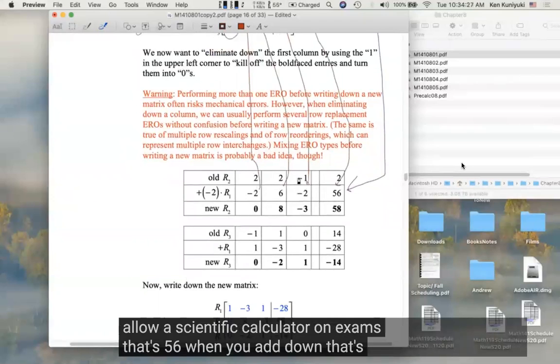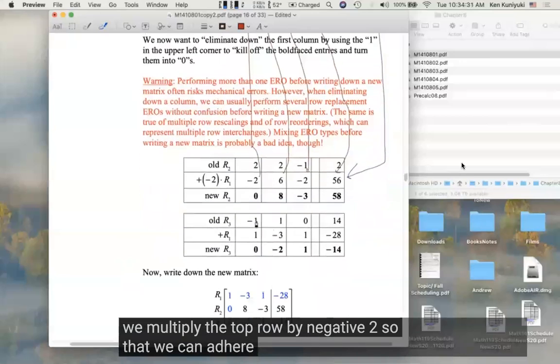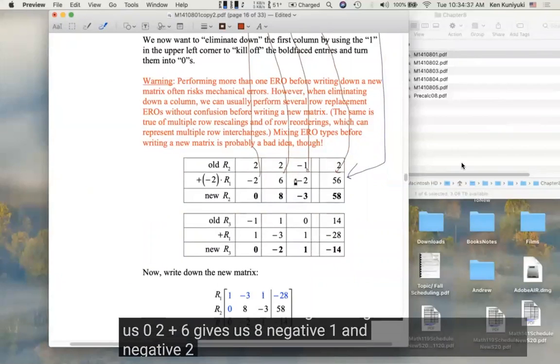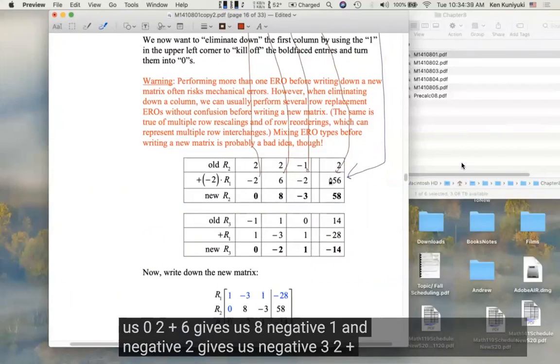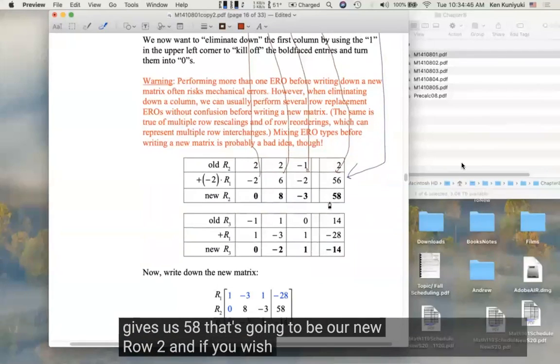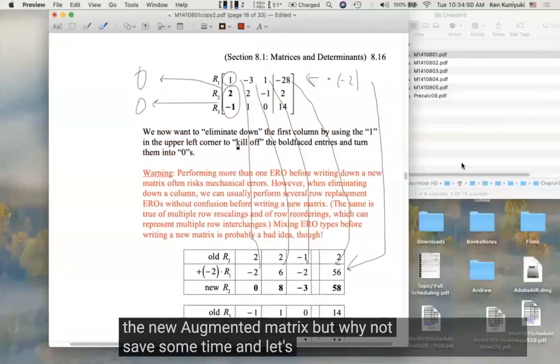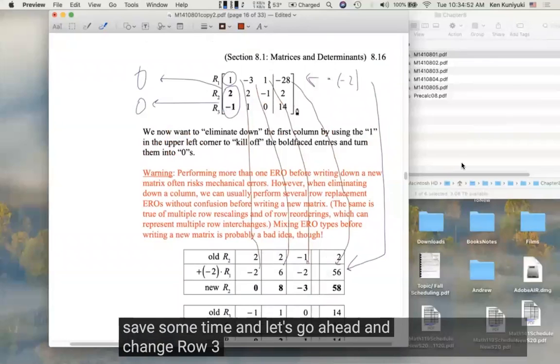When you add down, that's why we multiply the top row by -2 so that we can add here. 2 and -2 gives us 0. 2 and 6 gives us 8. -1 and -2 gives us -3. 2 and 56 gives us 58. That's going to be our new row 2. And if you wish, you could write the new augmented matrix. Well, why not save some time? And let's go ahead and change row 3 as well.